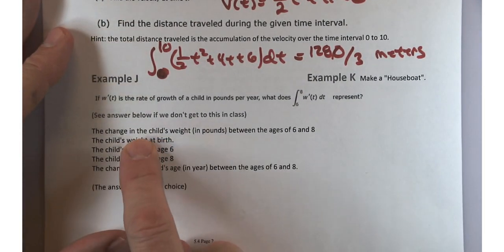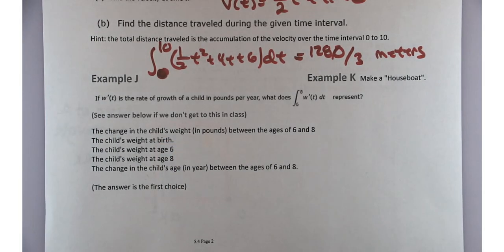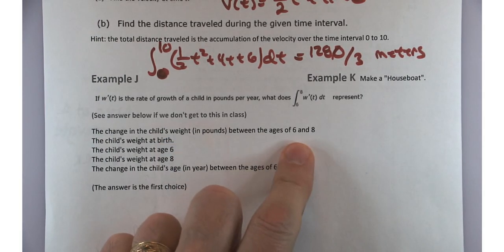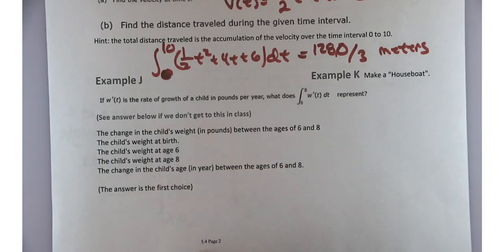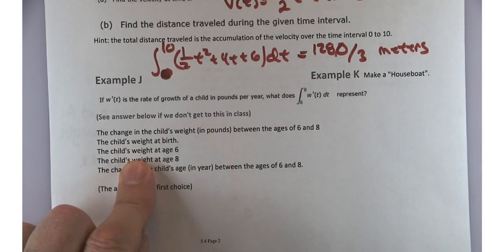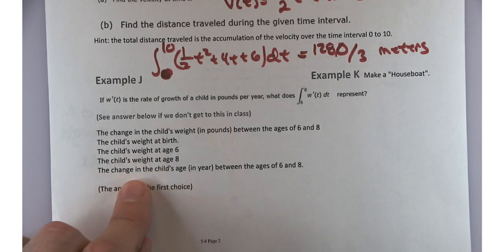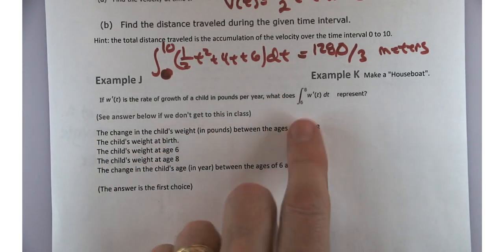The change in the child's weight in pounds between the ages of 6 and 8. Is anyone liking that one? Yeah? Lots of nods there? All right, I'm liking your thinking there. The child's weight at birth? No. Child's weight at age 6 or 8? No. The change in the child's age? No, we're not talking about the change in the child's age. So even without really understanding this too much, it feels like the first one's a winner.